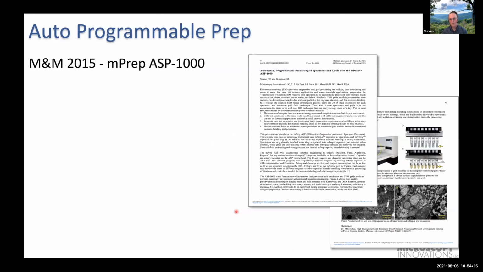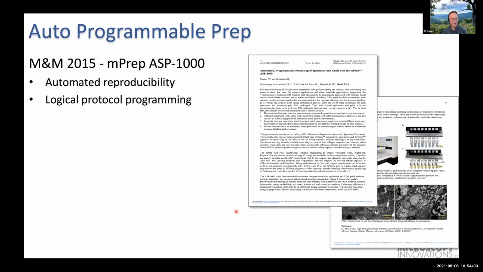So at M&M 2015, just 10 years ago, we introduced the MPrep ASP 1000 automated specimen processor. We created the ASP to meet the needs of small and large labs for specimen and grid preparation to provide ease and speed for routine tasks, including the reproducibility of fully automated preparation. We tried to create a system with logical protocol programming. We wanted to create a system that had more than enough reagent steps for the most complicated protocols, such as immunogold labeling and serial block phase SEM and other 3D-EM preparation.